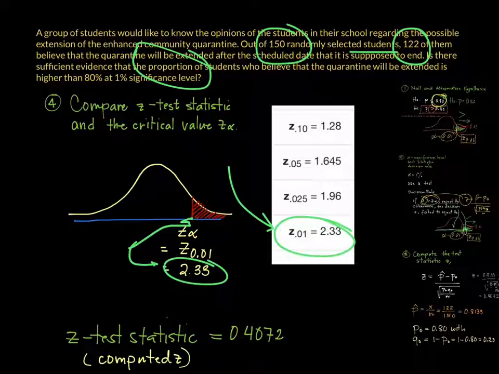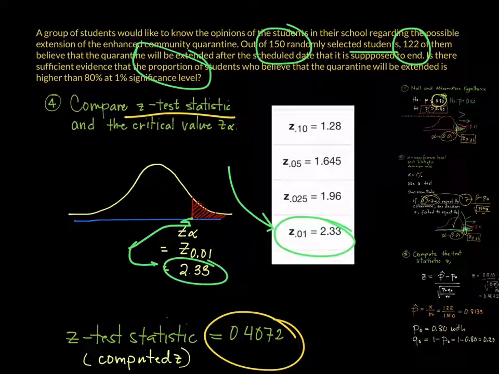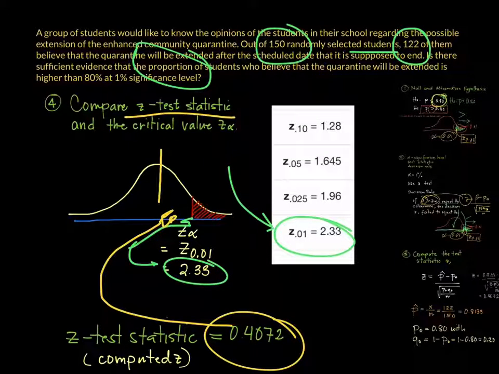To compare the z-test statistic value, the one that we have computed as 0.4072, we have to place this in our diagram. Now, since the boundary is at 2.33, we should see that the 0.4072 is located to the left of that number, somewhere here. If the middle is 0, then the value 0.4072 is a number close to 0 and it is less than 2.33.